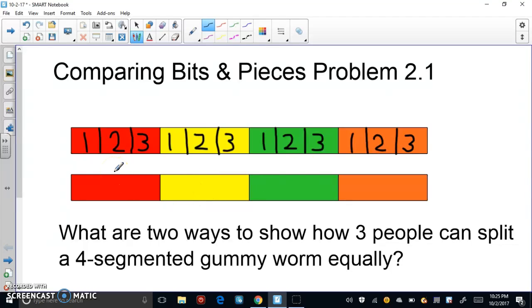Another way to show how we can split this up, and some of you had some really great ideas. You said, well, leave this piece alone, leave this piece alone, leave this one like it is, but then cut this one into 3 pieces. Pretty simple. So then you would still have person 1, person 2, person 3 each getting a third of that fourth of the whole gummy worm, but then person 1 would get this whole piece, person 2 would get this whole piece, and person 3 would get this whole piece.